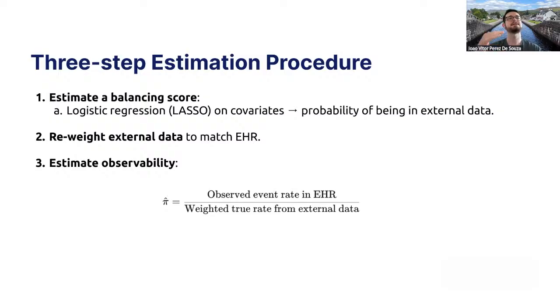And finally, they estimate observability. Essentially, the estimate for observability is the observed event rate in the EHR divided by the weighted true rate from external data. So this is a balancing approach for you to estimate, because this is an estimate, not an observed value, what the true event rate is on your EHR.